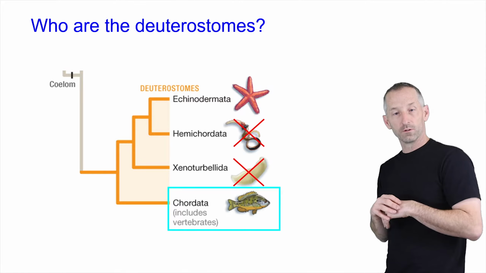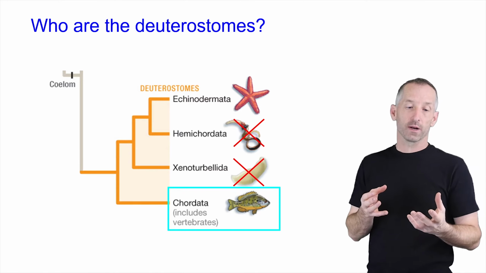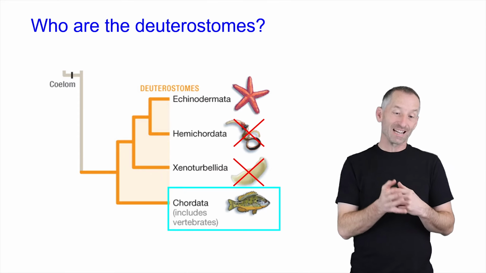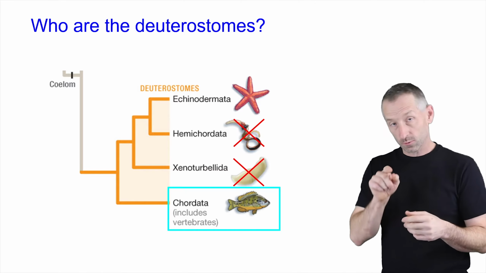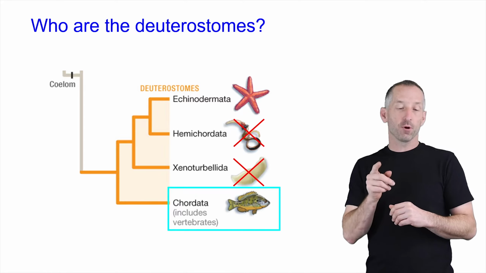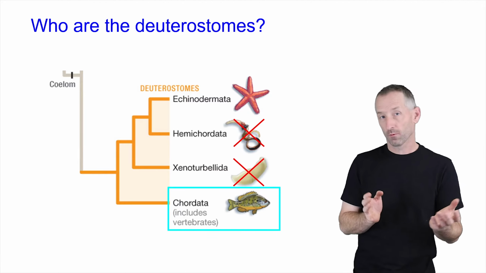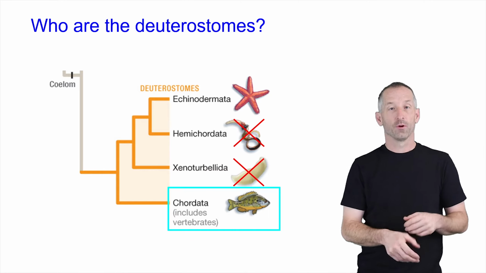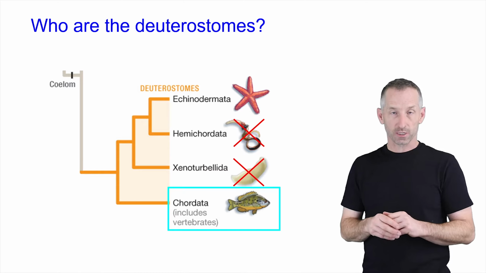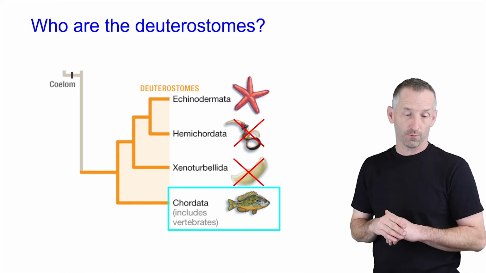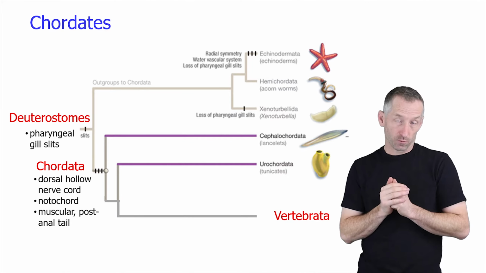Now, of course, this is nested within this larger picture of the development of deuterostomes. Deuterostomes, of course, include the echinoderms, hemichordata, xenoturbellida, and the chordates, where we're going to focus. I put X's through hemichordata and xenoturbellida because we're not really going to talk about them in this class. Those are for more specialized classes such as Animal Diversity, Biology 305. So what are some of the special things about chordates?